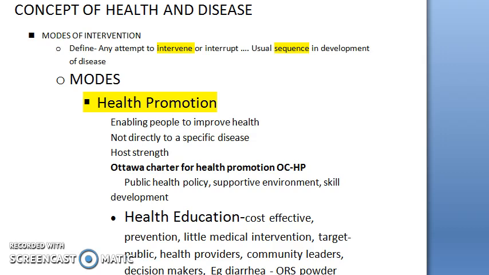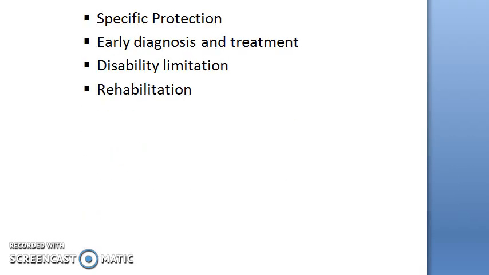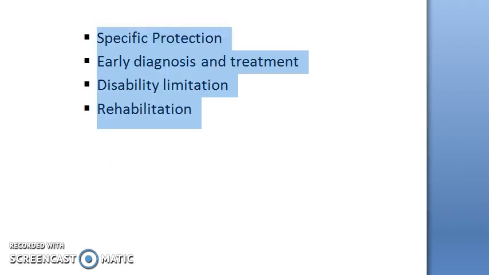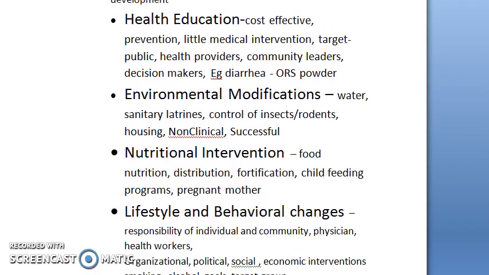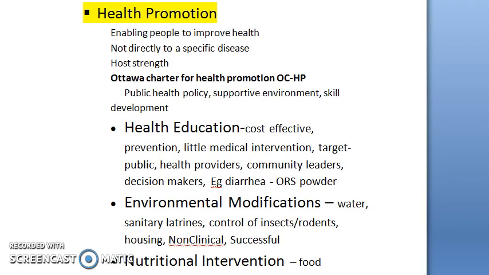Okay, so let's revise. The main heading here for us is modes of intervention. This is the question given to us. Intervention means an attempt to intervene in the usual sequence of development of disease. So don't forget the word sequence. Here you will have to write 4 modes: health promotion, specific protection, try to recollect, early diagnosis and treatment, disability limitation and rehabilitation. I didn't show you so that you can recollect. In this video we have mainly focused on health promotion. Under health promotion there are 4 points: health education, environment modification, nutritional intervention and lifestyle and behavioral changes.